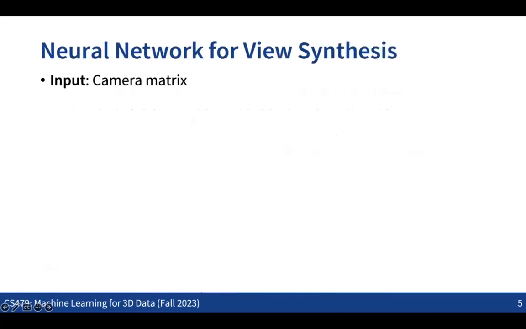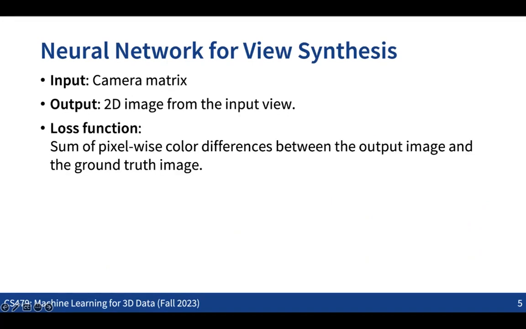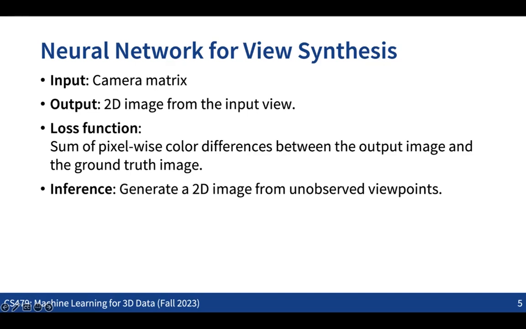The problem setup that we discussed is a neural net that takes the camera matrix as the input, and for that we render an image from that view. The loss function measures the difference between the rendered image and the ground truth image that we have. Based on this, at test time we generate images from unobserved viewpoints. So that was the neural net-based framework that we are thinking of.